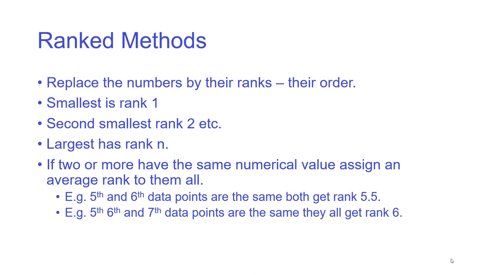If two of them have the same numerical value, then you split the difference in the ranks. So if they were going to be the 5th and the 6th, then you give each of them rank 5.5. If you've got 3 data points that share the same value, so the 5th, 6th and 7th, then you would rank them all as 6.